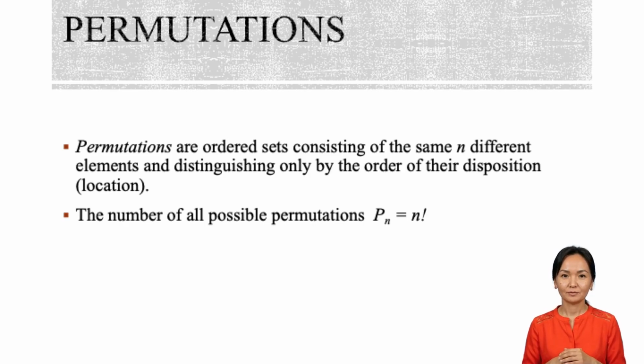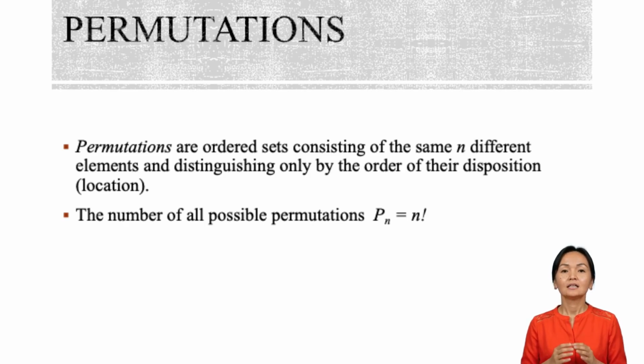The number of all possible permutations of n distinct objects is denoted by P_n and is calculated as n factorial. And what is n factorial? It's the product of all positive integers from n down to 1. For example, 5 factorial would be 5 times 4 times 3 times 2 times 1, which equals 120. This formula is incredibly powerful because it tells us that if we have a set of n items, there are exactly n factorial different ways to arrange them in order.